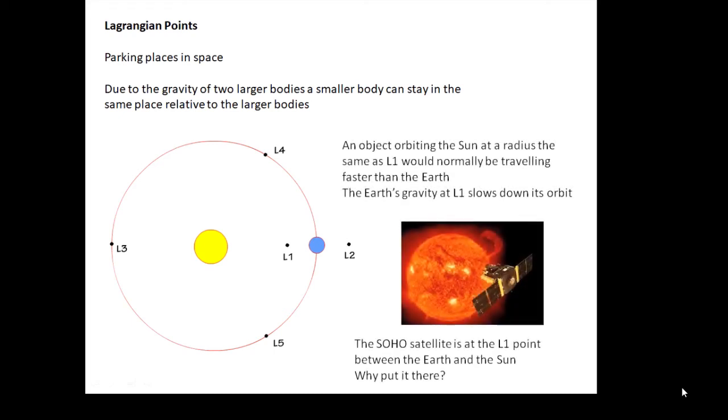Okay? An object orbiting the Sun at the same radius as the L1 point would normally be travelling faster, but because of the Earth's gravity, it slows down its orbit, so relative to the Earth, it stays in the same place. And there are various uses for these orbits. One of them is the SOHO satellite. They've put the SOHO satellite at the L1 point between the Earth and the Sun. If you think about it, why is that the best place to put the SOHO satellite? I'm not going to tell you. Think about it.